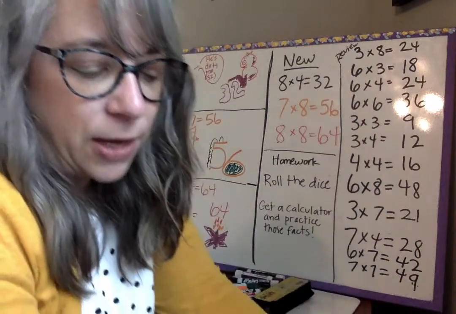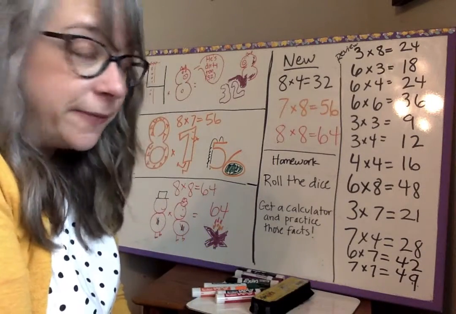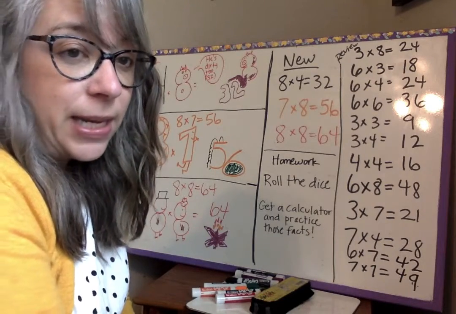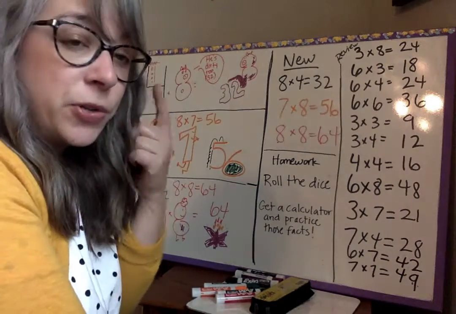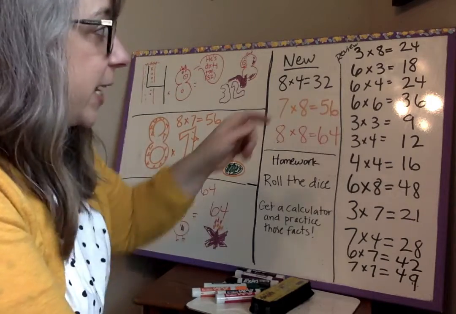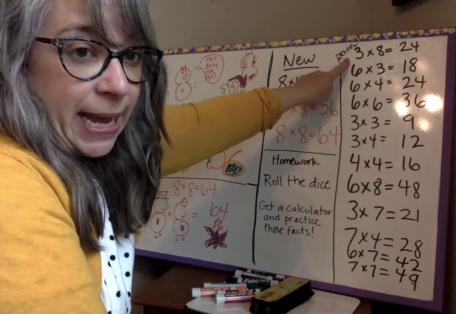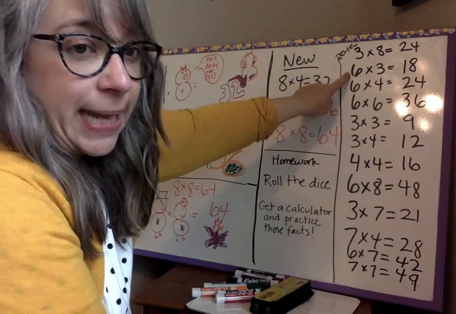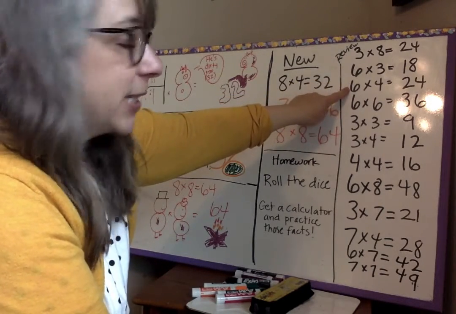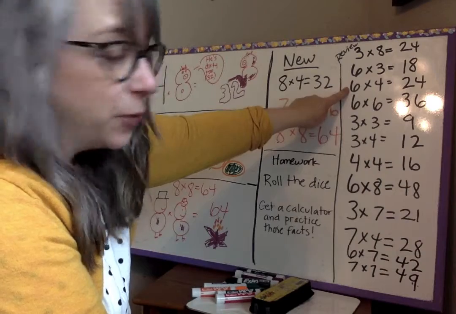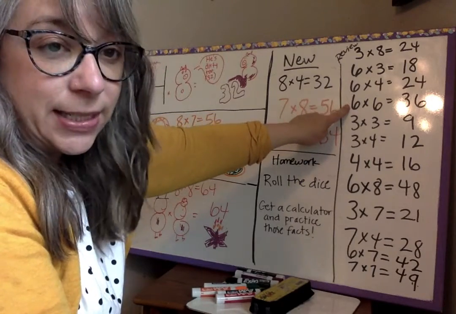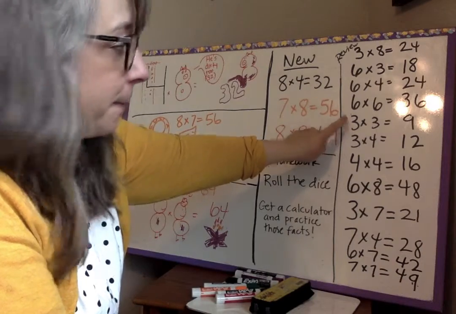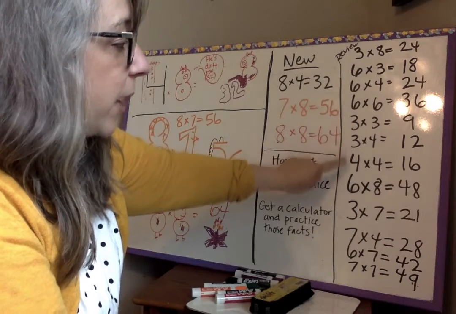Okay, so let's review from the beginning of the week, which is try to remember your stories. Try to think about this. I have the answers down. So 3 times 8 is 24. 6 times 3 is 18. 6 times 4 is 24. 6 times 6 is 36. 3 times 3 is 9. 3 times 4 is 12.